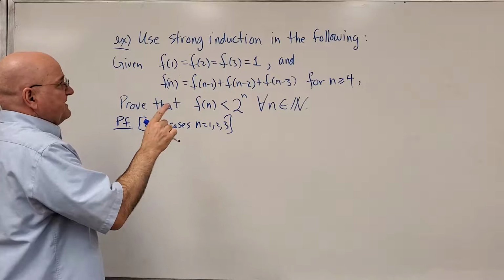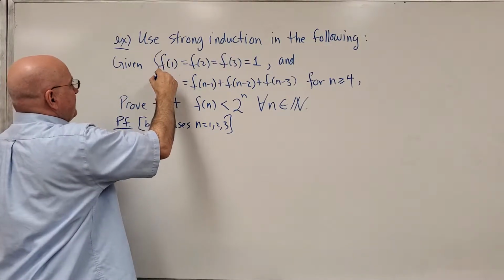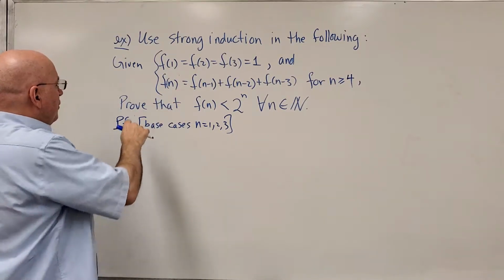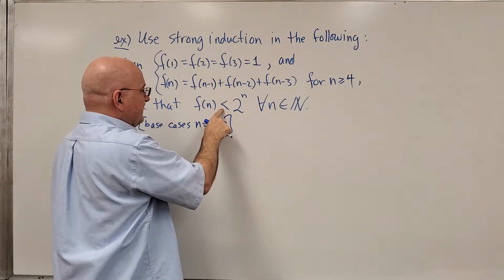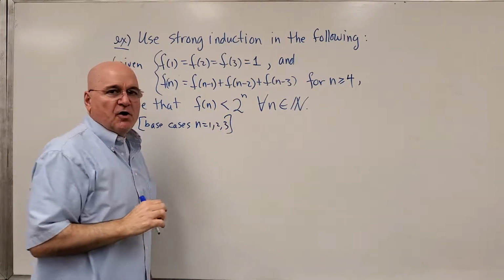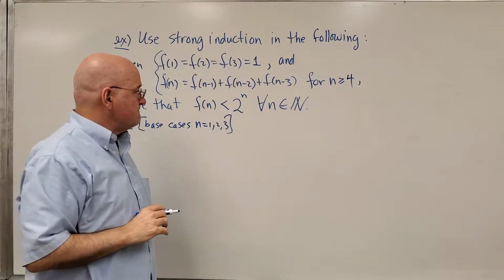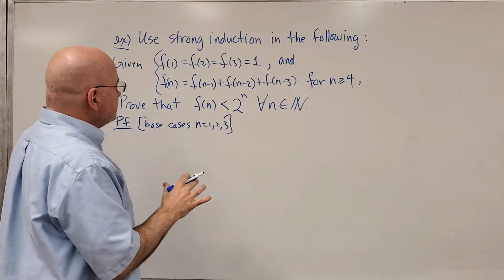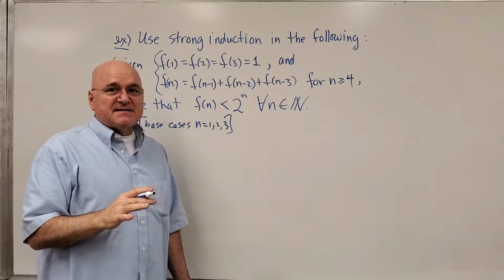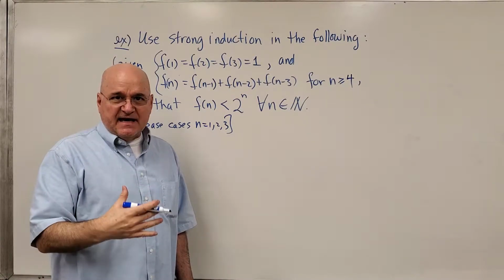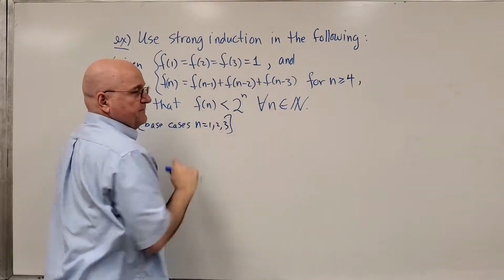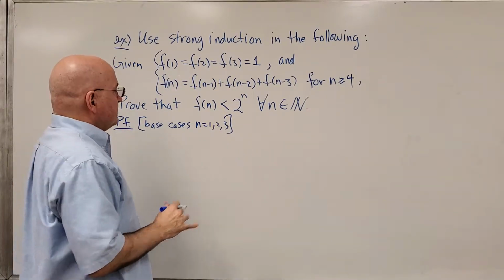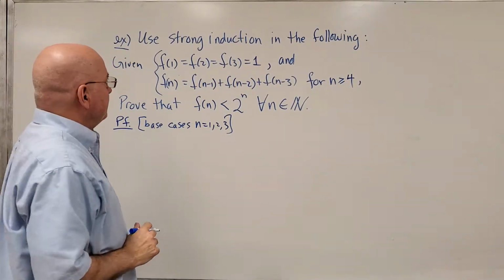All right, that's the setup. This defines the function. We need to prove that f of n is strictly less than 2 to the n for all natural numbers n. Well, in this case, our base case is actually a bunch of base cases. Our base cases are going to be these 3. So that should just take 1 minute to do.